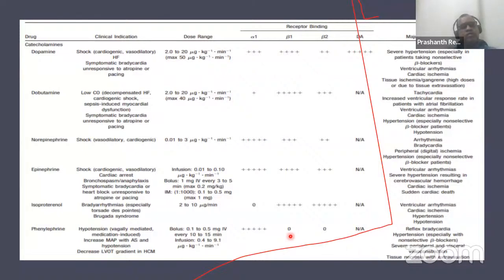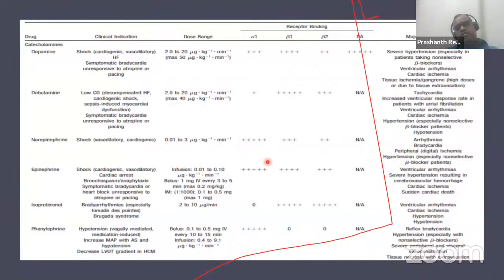Then dobutamine is significantly a beta 1 agonist. So it is used whenever there is pump failure. Norepinephrine has significant action on alpha 1, so it is a good agent as a vasoconstrictor. And it has got beta 1 also, but to a lesser extent when compared to alpha 1. So at higher doses, it can lead to tachycardia and arrhythmias.